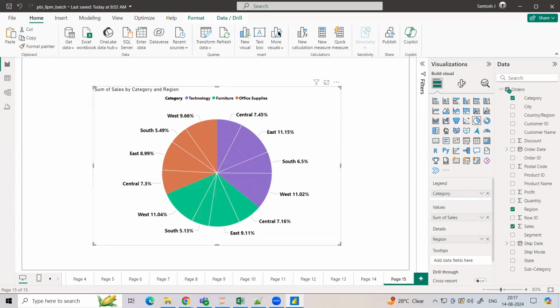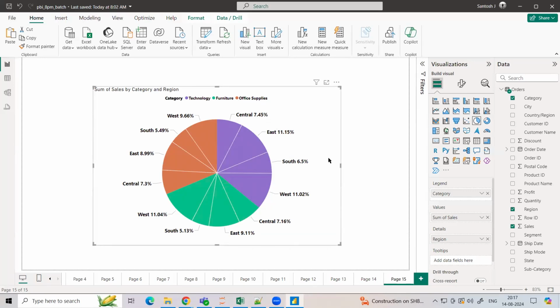Similarly, we have furniture. This furniture is the green color. In the green color, again, it is divided with respect to 4 regions. Again, we have office supplies. In the office supplies, we have the orange color. Inside the orange color, again, I have it with respect to region. So it is giving the percentage.